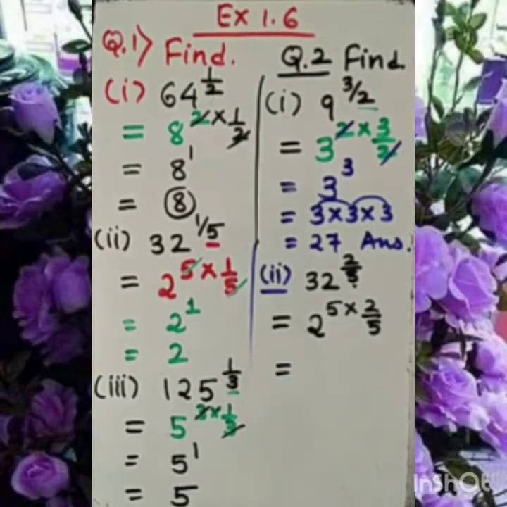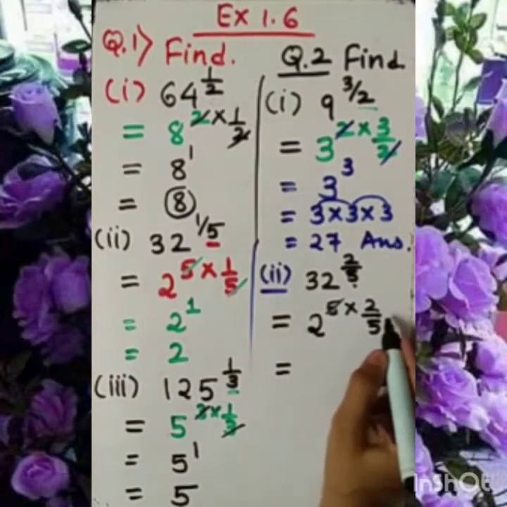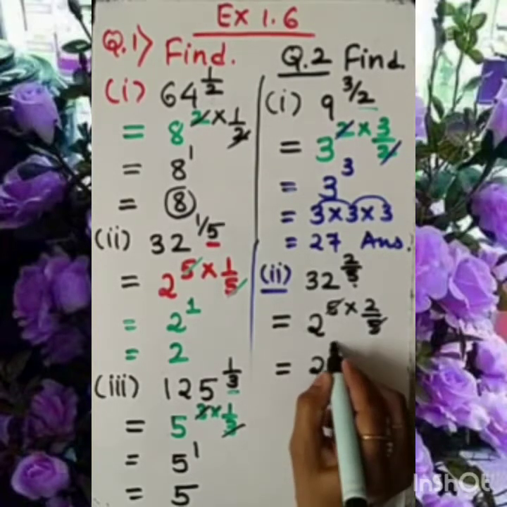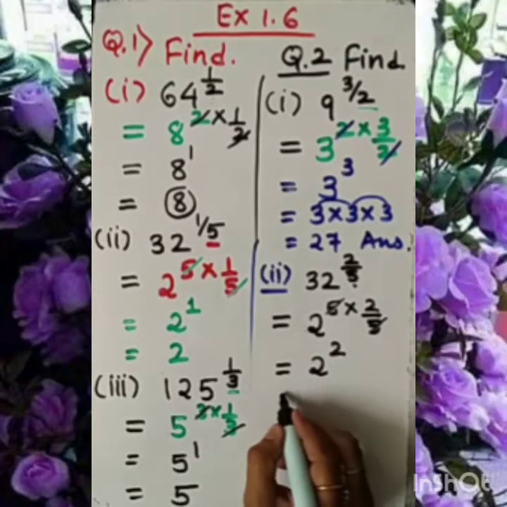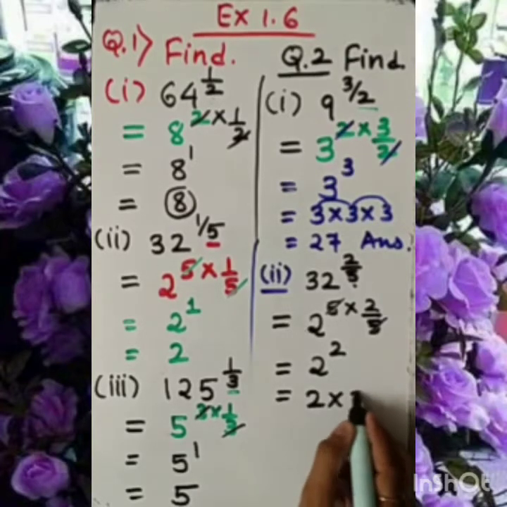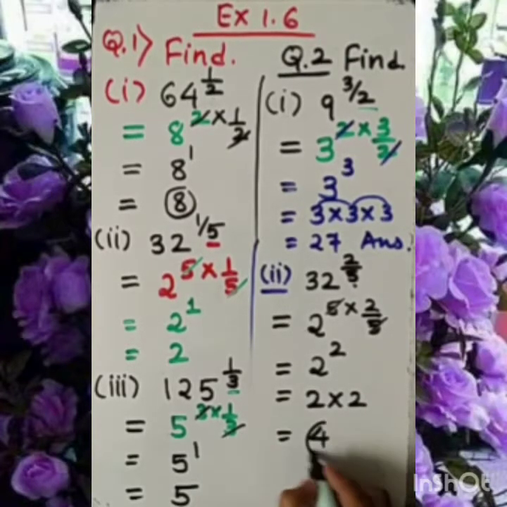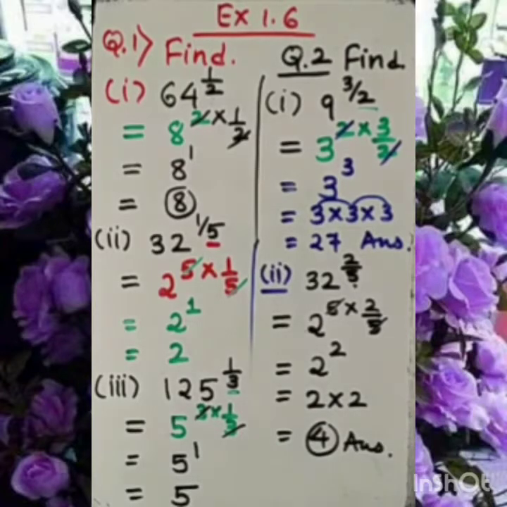Okay. So you know here 5 cancels. So 2 to the power 2 is left. It means 2 times 2, which is 4. The answer for this is coming 4. I hope it's clear to you.